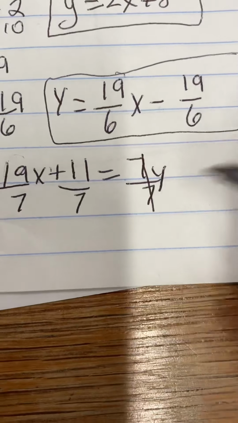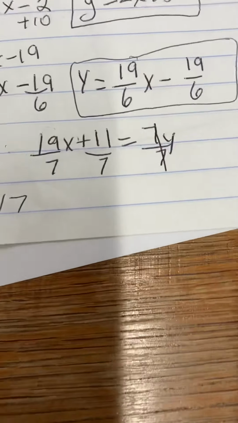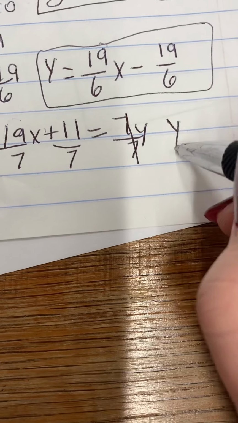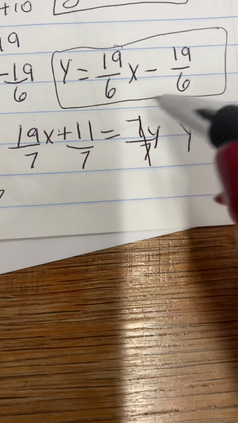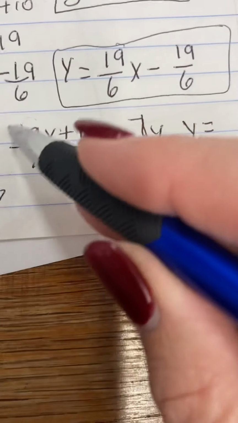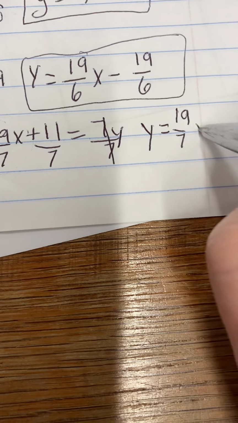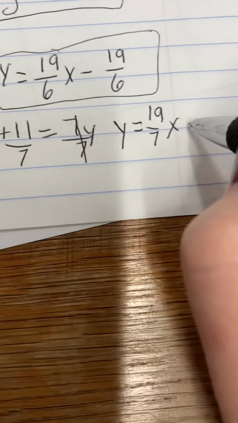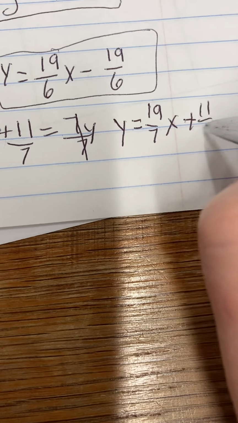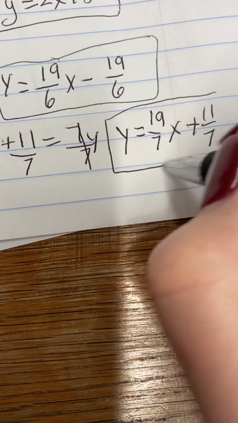So here's where I'm probably going to just go ahead and rewrite this. So I got my y by itself. I'm going to put that on this side. And then over here, here's my mx. I'm going to write that next. So it's 19 over 7 x. And then 7 doesn't go into 11 evenly either. So I'm going to write it as that.